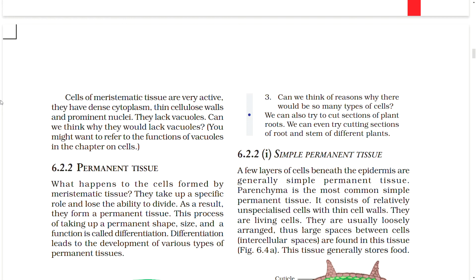They lack vacuoles. Can we think why they would lack vacuoles? You might want to refer to the functions of vacuoles in the chapter on cells.